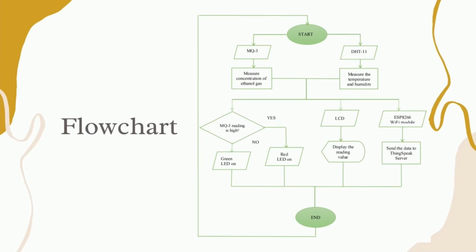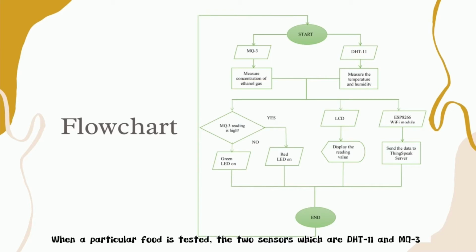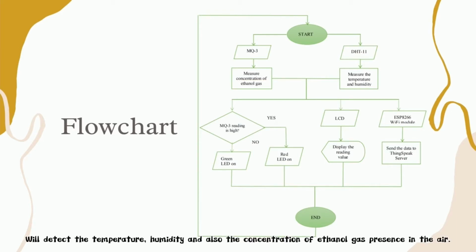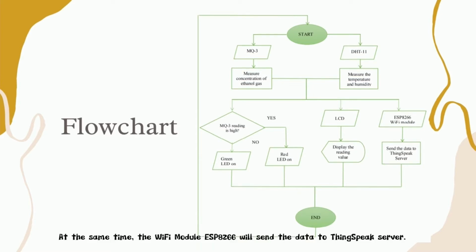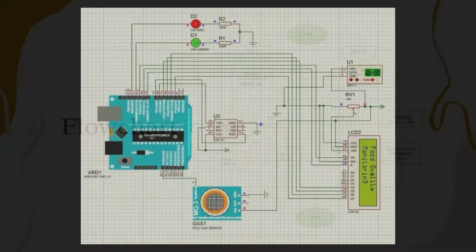Moving on to the flowchart of this project. Based on the flowchart, the process of the project can be understood. First, when a particular food is tested, 2 sensors which are DHT11 and MQ3 will detect the temperature, humidity and also the concentration of ethanol gas present in the air. If the concentration of ethanol gas is high, the red LED will turn on, and vice versa. At the same time, the Wi-Fi module ESP8266 will send the data to the ThingSpeak server.